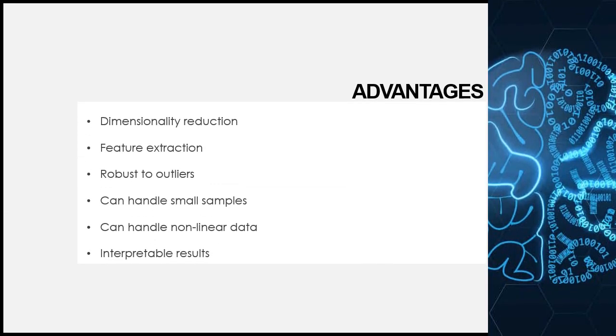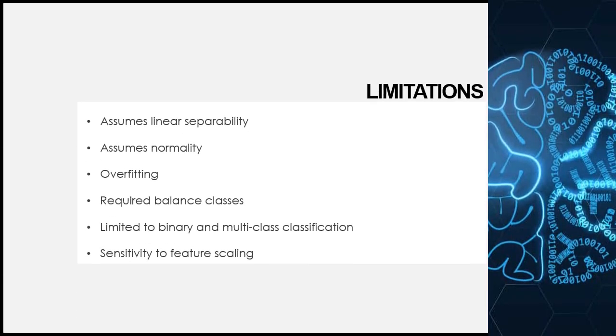The advantages of LDA are dimensionality reduction, feature extraction, robustness to outliers, it can handle small nonlinear data samples, and interpretable results. The limitations of LDA are that it assumes linear separability and normality, overfitting, it requires balanced classes, it is limited to binary and multi-class classification, and sensitivity to feature scaling.